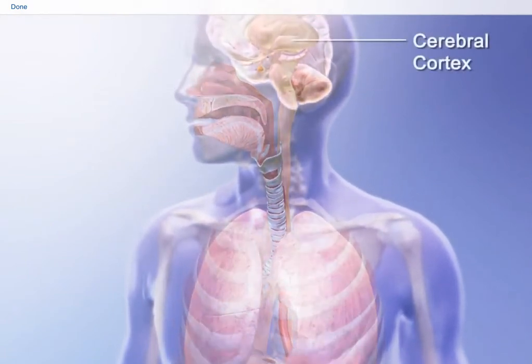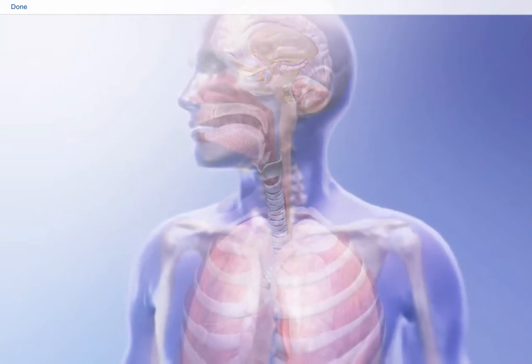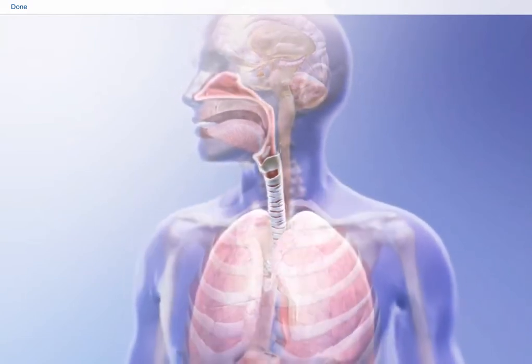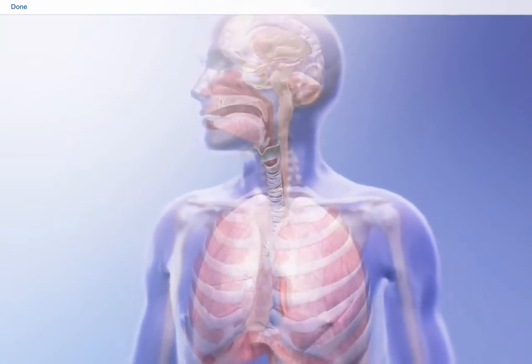Involuntary breathing mechanisms can be overridden by the cerebral cortex. Actions, including talking, sneezing, and coughing, can also alter breathing patterns for short periods of time.